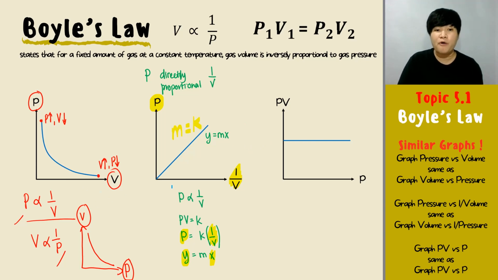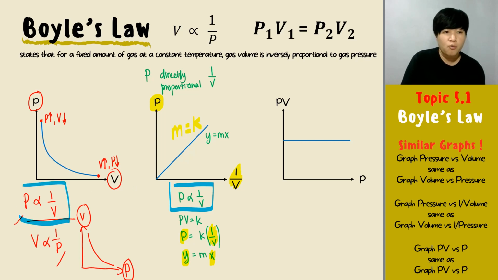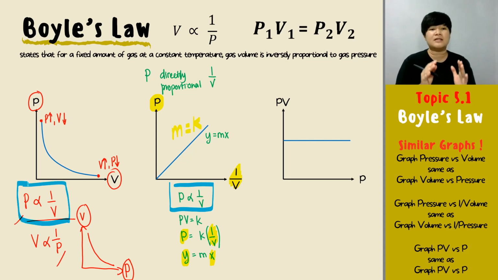Alright? So both of the graphs are coming from the same relationship, where pressure is inversely proportional to the volume. Just the way that you plot the graph is different because the axis is different. Okay? And last but not least over here is simple.